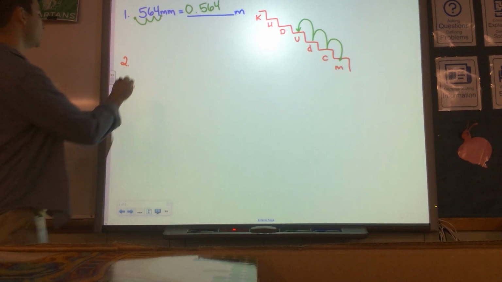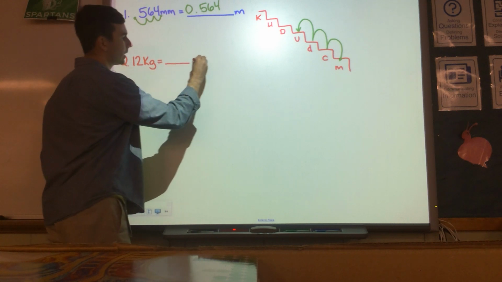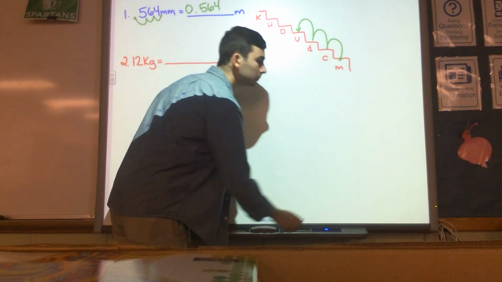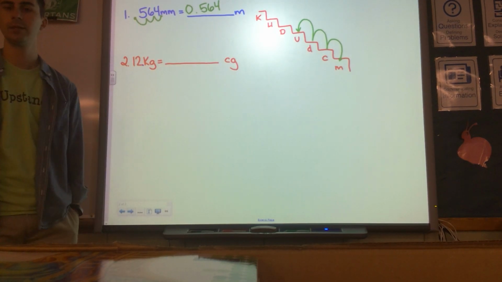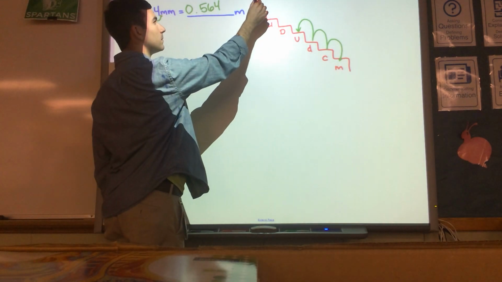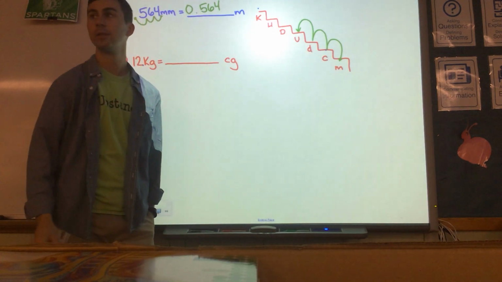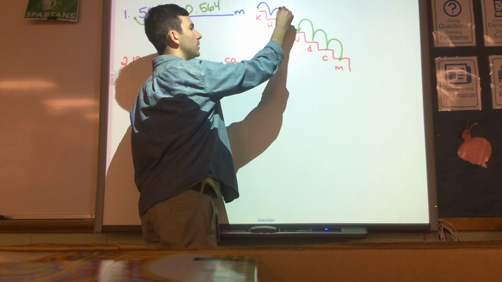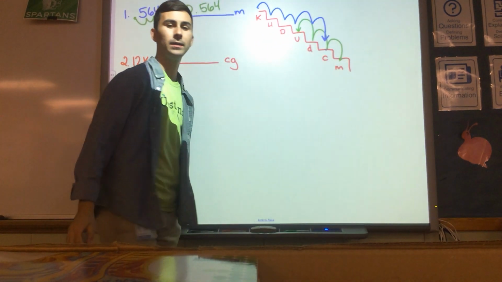For my next one, we're going to do 12 kilograms. And we're going to convert that into centigrams. Again, if it's just a regular old 12, my decimal point is right at the end, 12.0. And we're going from kilograms to centigrams all the way down here. So remember, I'm going to start at kilograms. I'm going to jump every single step. 1, 2, 3, 4, 5 jumps to my right.